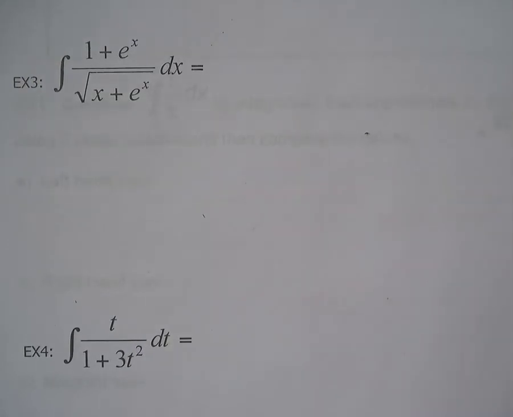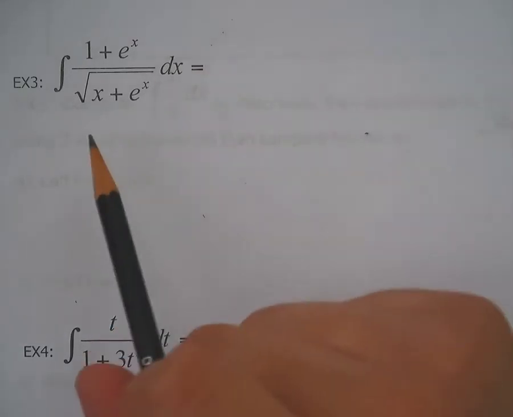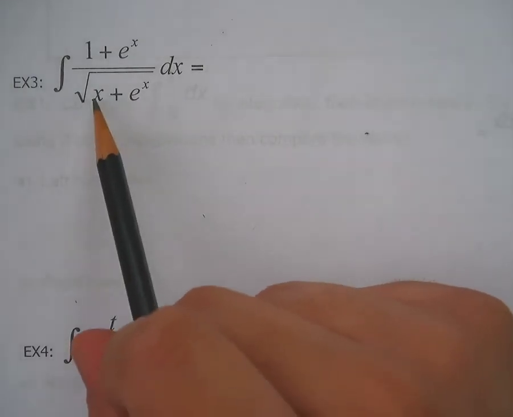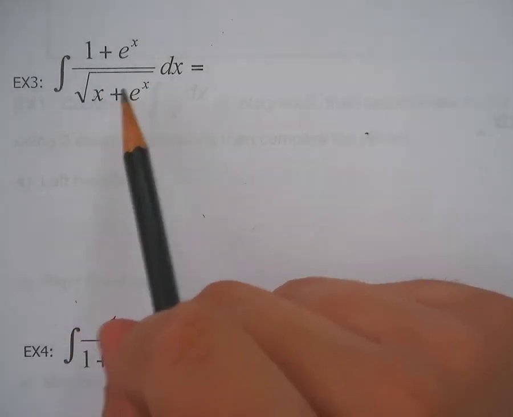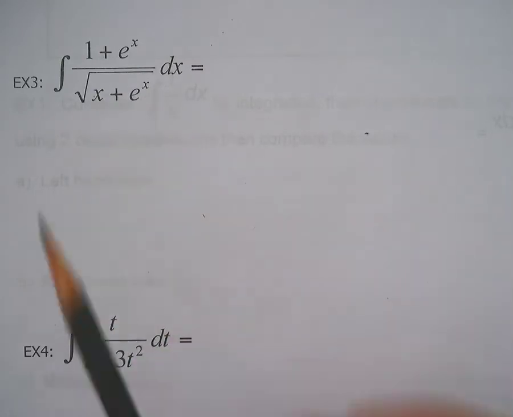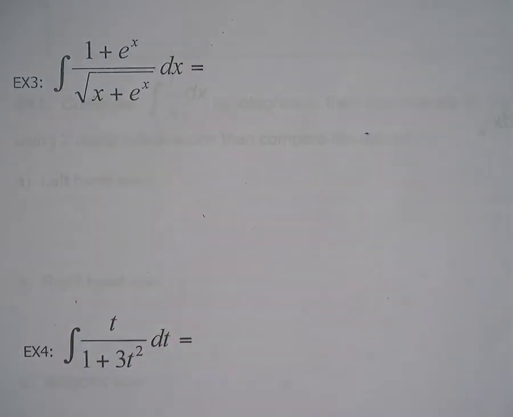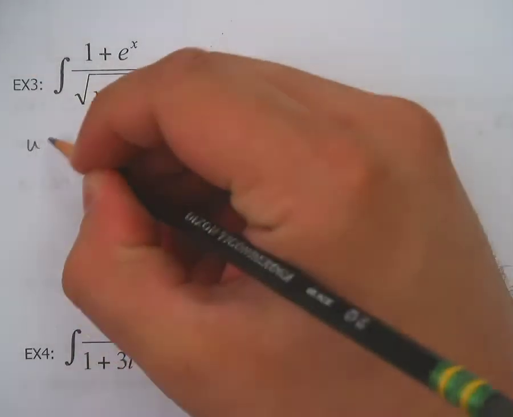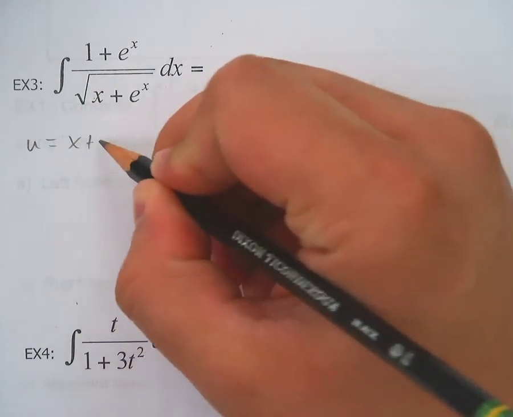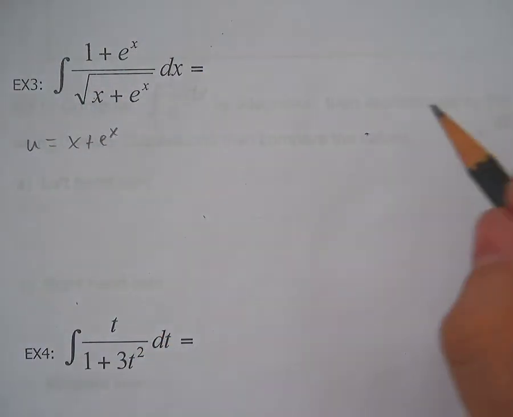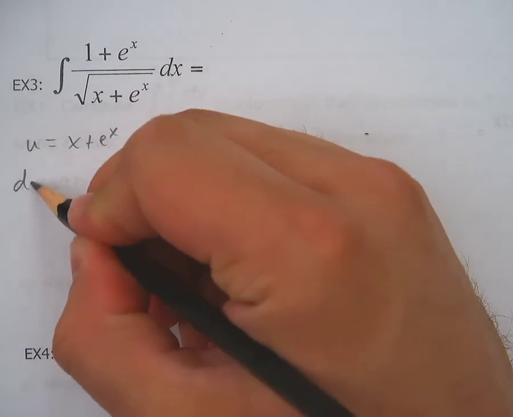All right? Now, a lot of people would look at number 3 and get intimidated. I look at number 3 and I look for a u. So I've got down on the bottom here, looks like I've got x plus e to the x should be my u because it's inside of the square root here. It'd be the inside of a chain rule. So I'm going to call u x plus e to the x. And let's du it.